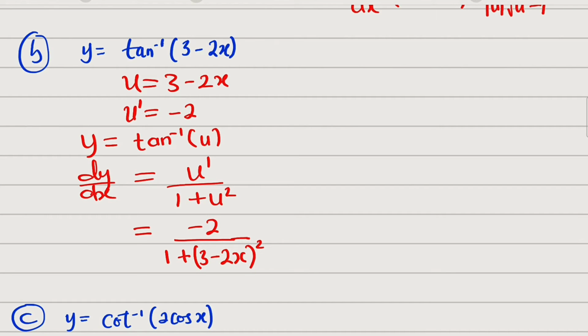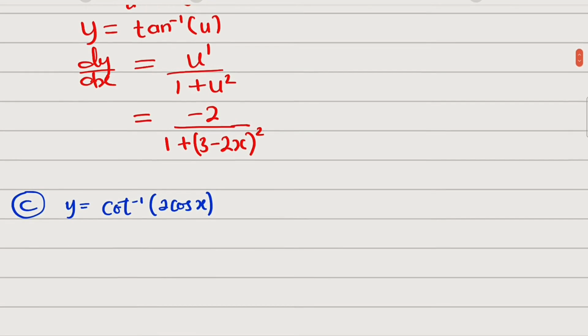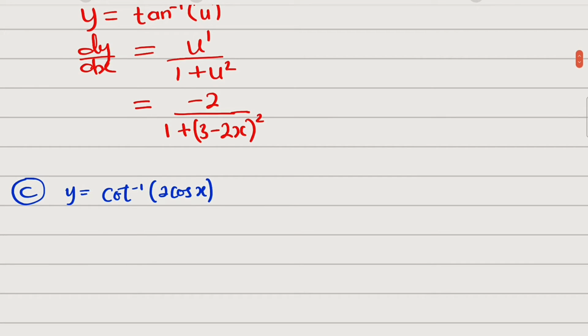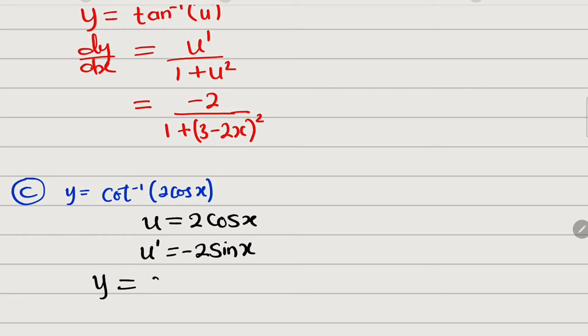Now let us move to the last one. I've already written the question here. y is equal to inverse cotangent of 2 cos x. So let u be equal to this, 2 cos x. 2 is a constant here, so we are going to differentiate cos x. u prime is equal to our constant 2, but the derivative of cos x is negative sine x, so we are going to apply a negative sign here. Therefore, y is now equal to inverse cotangent of u.